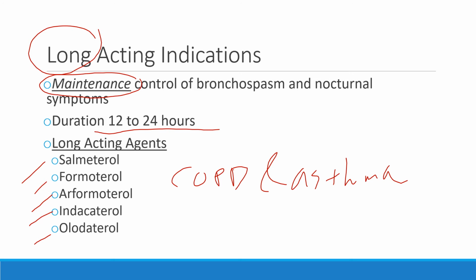The big thing with these long-acting medications is that education is vital. Patients need to know when to take these, and that these are not rescue medicines. This is not something where they should take their Serevent 8 puffs. Do not do that, because it could be very, very dangerous. These are just for maintenance and long-term control. They're not for when they're feeling short of breath.